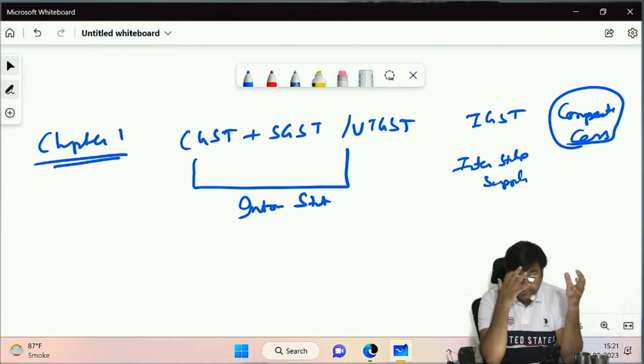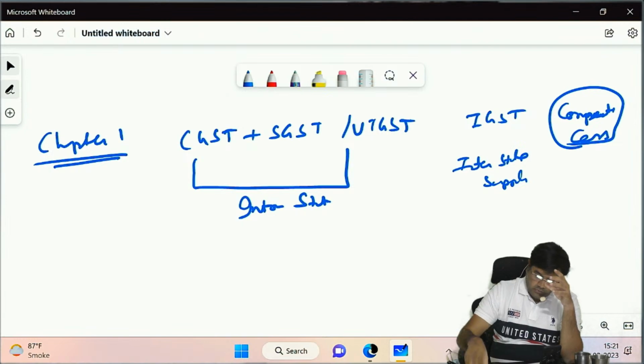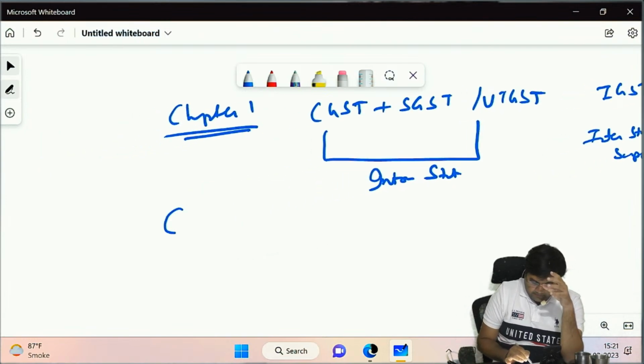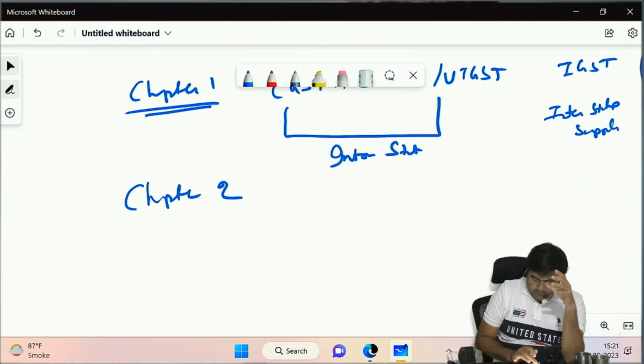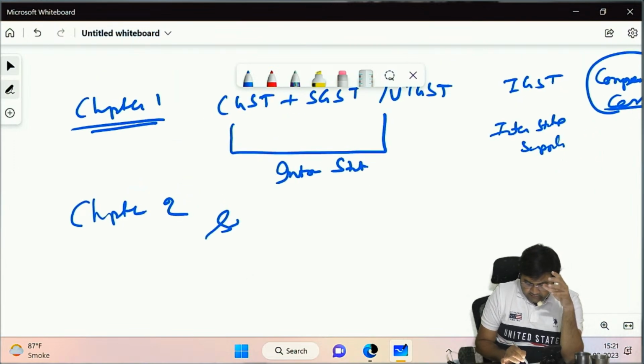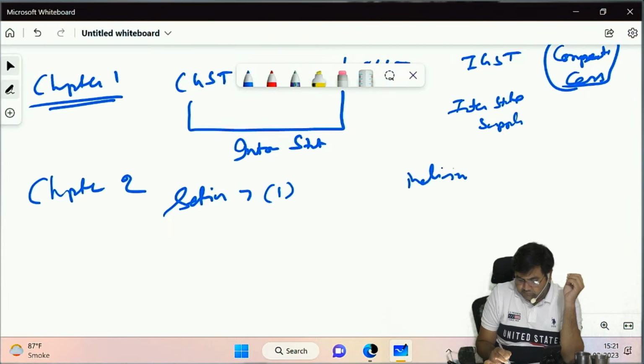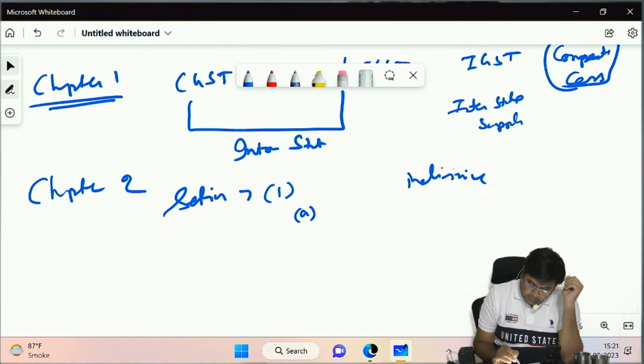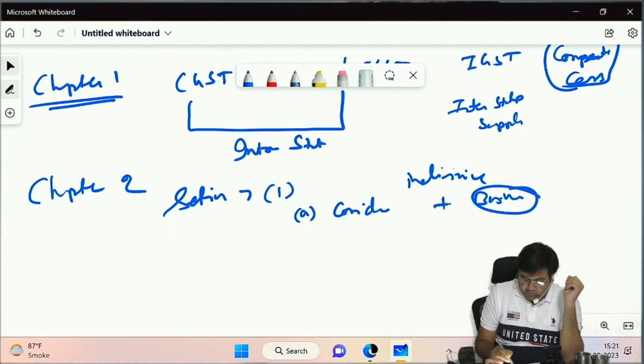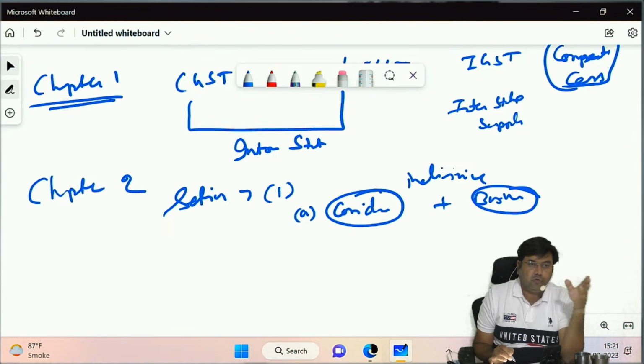Then we jump to chapter 2. In chapter 2, initially we discussed section 7. So section 7, first subsection 1. Again, this is an inclusive provision. Clause A, 2 conditions to remember: consideration and business. If both the conditions are satisfied, then it is supply. Of course, before this you need to see goods, services, etc. 8 terms are being used: sale, transfer, etc.